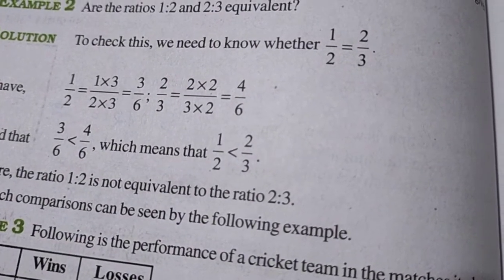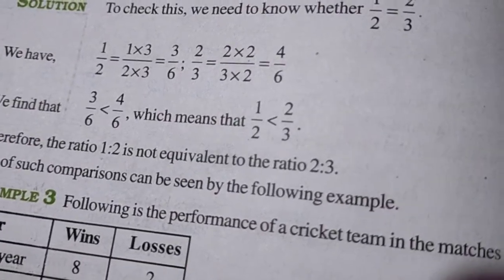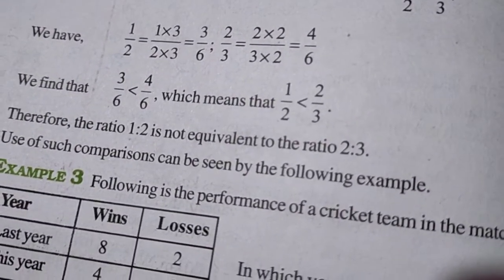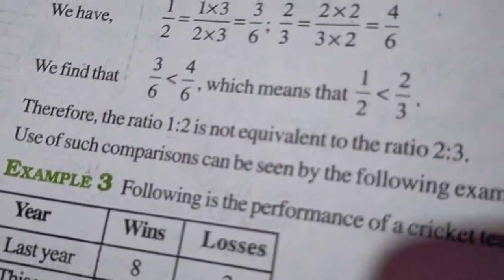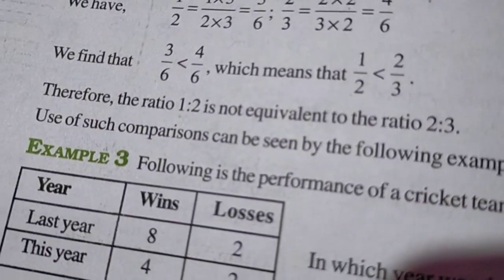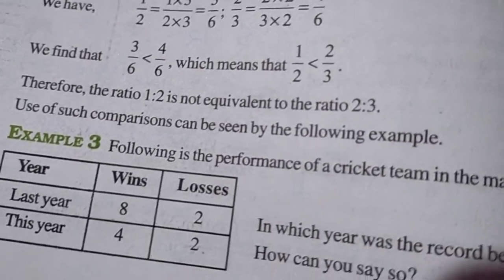In the first case you get 3/6 and in the second 4/6. So now you know that 4/6 is greater than 3/6. So they are not equal at least. That means 2/3 is greater than 1/2. So that's how you can compare the quantities.